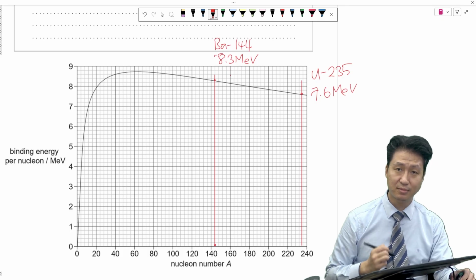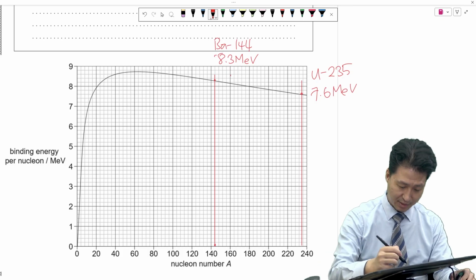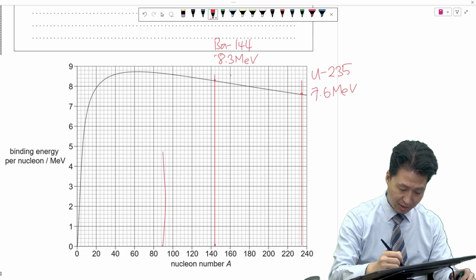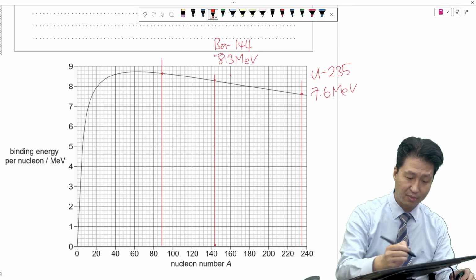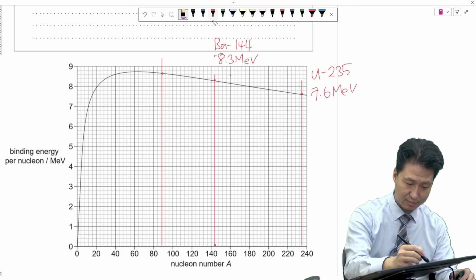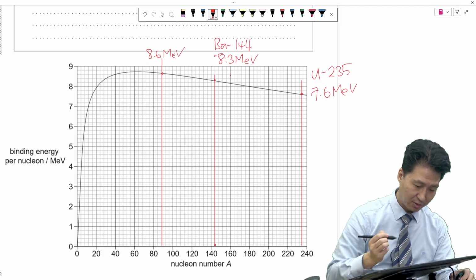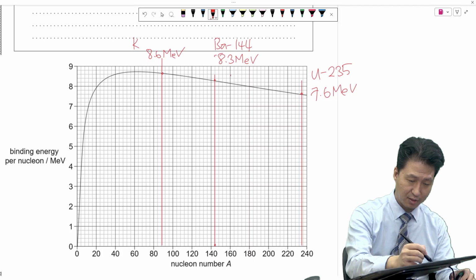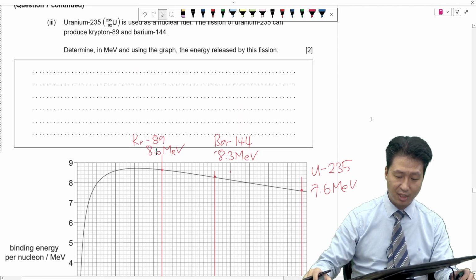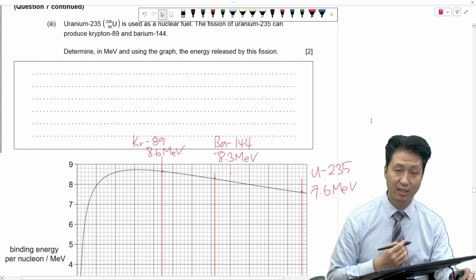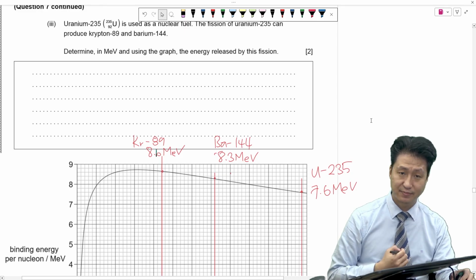144. Last we have krypton-89, which would be approximately around here. And this would be approximately 8.6 megaelectron volts. And this is for krypton 89. Okay. We'll use these binding energies per nucleon in order to find the energy released.